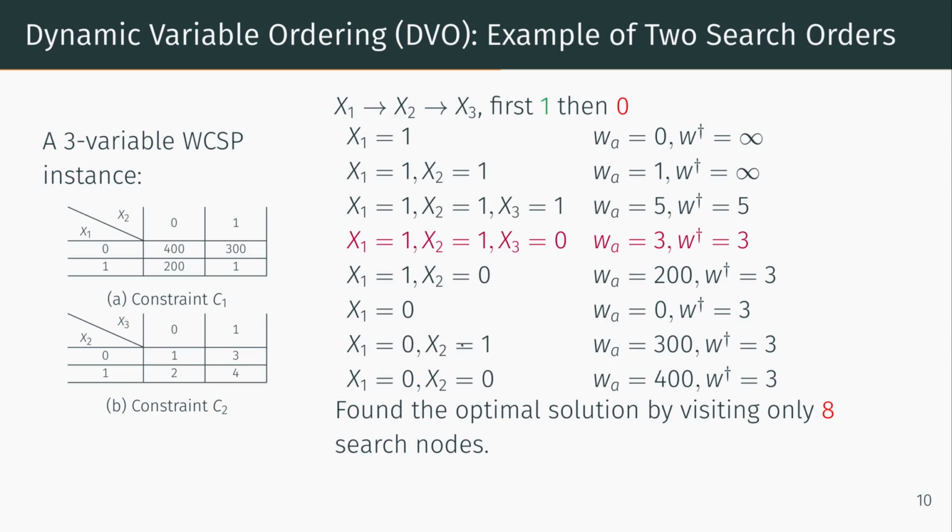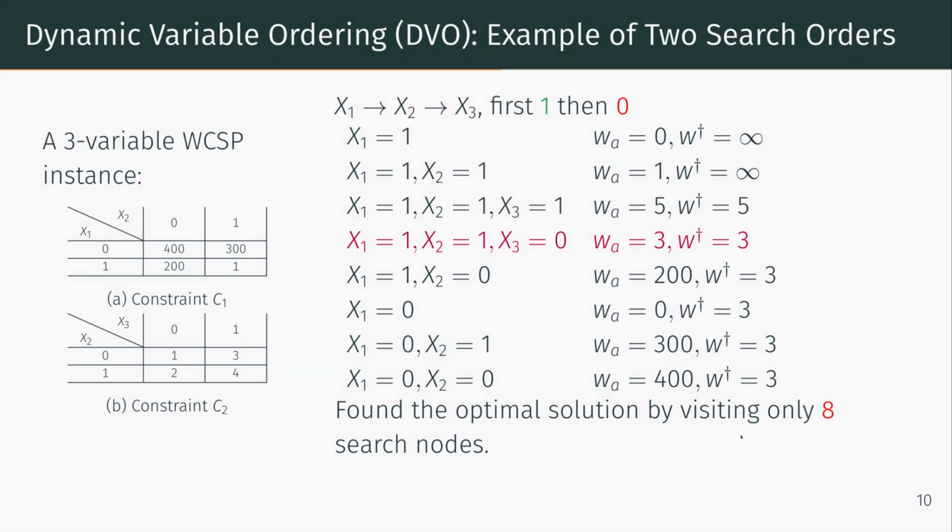Then we go down one level, x1 equals 0, x2 equals 1. Here WA is 300 and it's way larger than 3. So again, we don't have to try any assignment of x3. Then we go to the next step, x1 equals 0, x2 equals 0, and WA is still larger than 3. So we don't have to try any assignment of x3. So in this search order, we found the optimal solution by visiting only 8 search nodes. This saves a lot of search nodes compared to the previous ordering.